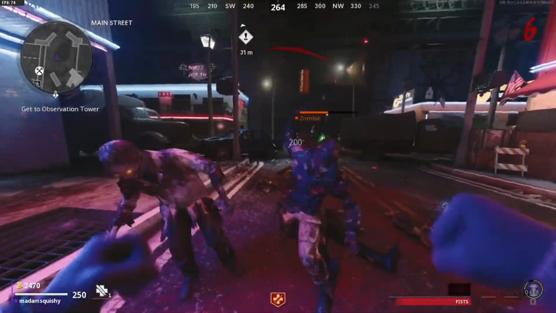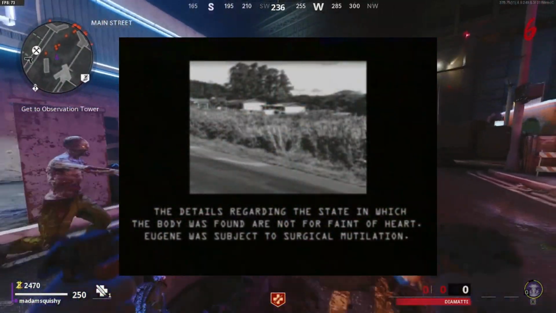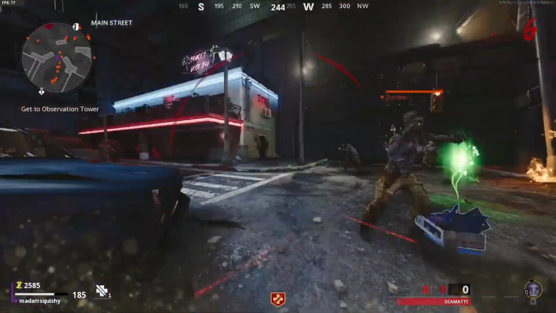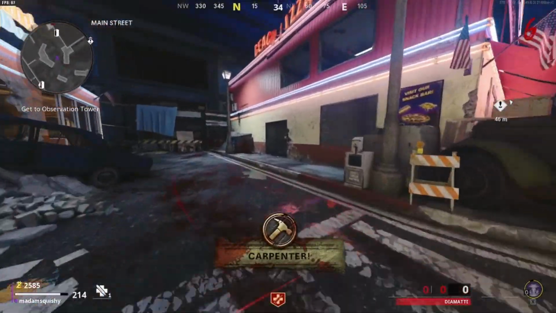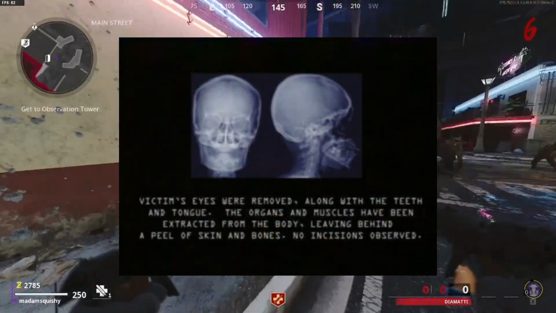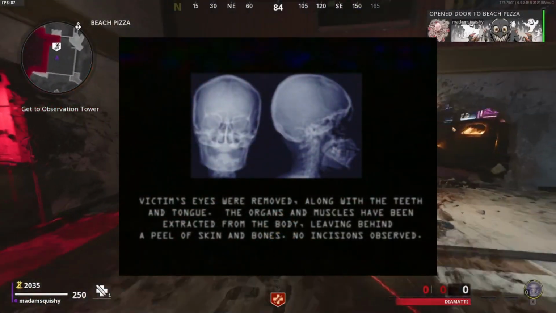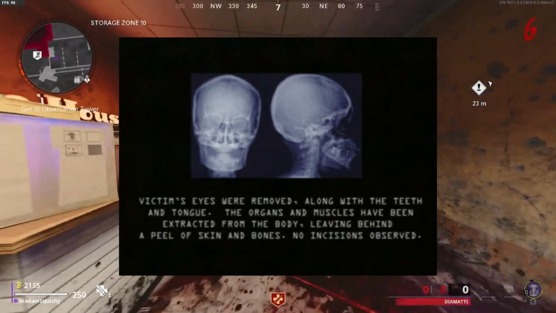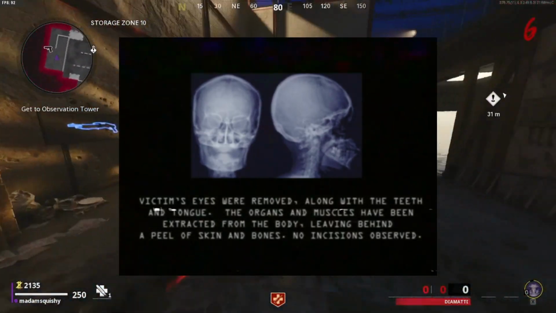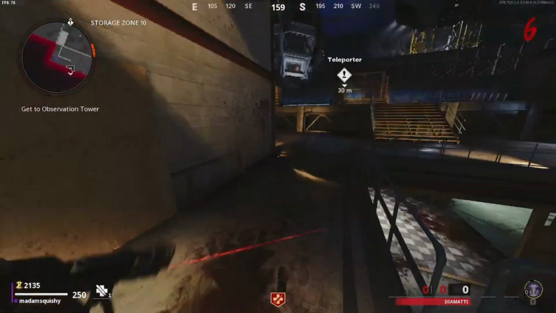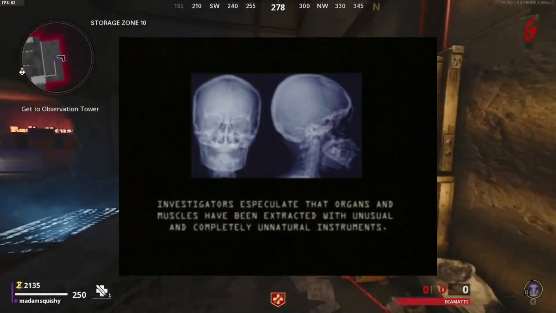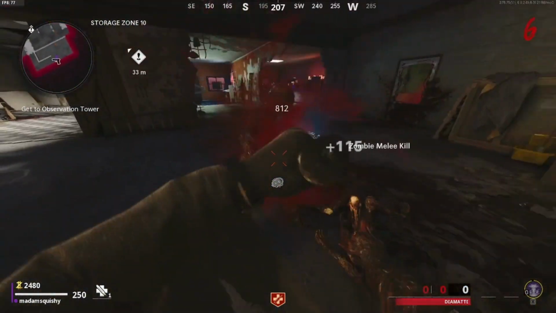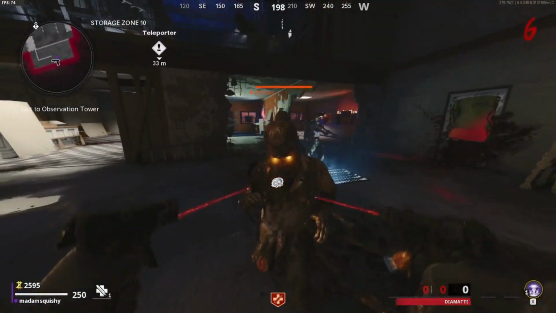Wilkins had been subjected to surgical mutilation, and the state of his body has been considered not for the faint of heart. The tape then goes on to explain the state of Wilkins' body when it was discovered, mentioning that his eyes, teeth, and tongue were removed, as well as his muscles and organs. However, it states that there were no visible incisions made or any puncture wounds. Investigators have speculated that this was done with unusual and completely unnatural instruments. This was the illustration of Wilkins' body when it was discovered.